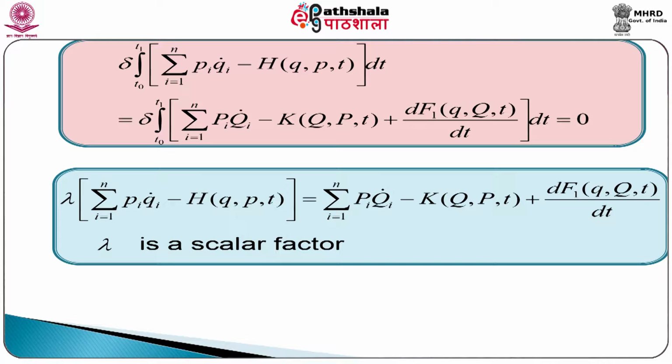The two integrands in 6.5 are related by the relation given by 6.6, which we have already obtained in the previous module. Here lambda is a scalar factor known as the valence of the canonical transformation. When lambda is not equal to 1, the transformations are called extended canonical transformations. Now, we shall use this relation in searching for the condition of canonicality.